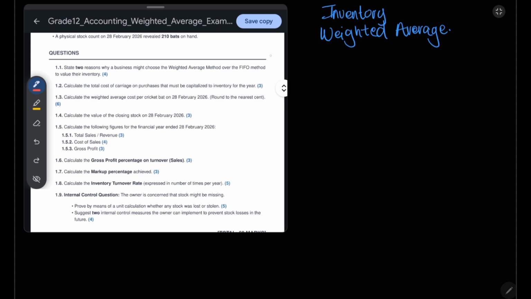Okay, let's move to 1.2. We're done with 1.1. Let's move to 1.2. Calculate the total cost of carriage on purchases that must be capitalized to the inventory for the year.